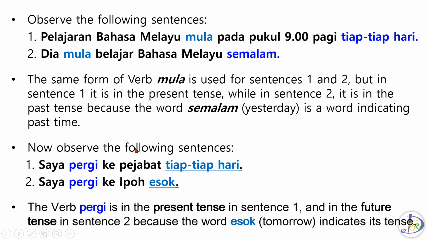Now observe the following sentence. 1. Saya pergi ke pejabat tiap-tiap hari. I go to the office every day. 2. Saya pergi ke Ipoh esok. I will go to Ipoh tomorrow. The verb pergi is in the present tense in sentence 1 and in the future tense in sentence 2 because the word esok, tomorrow, indicates its tense.